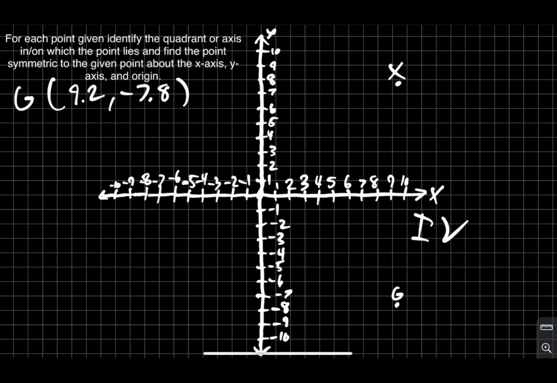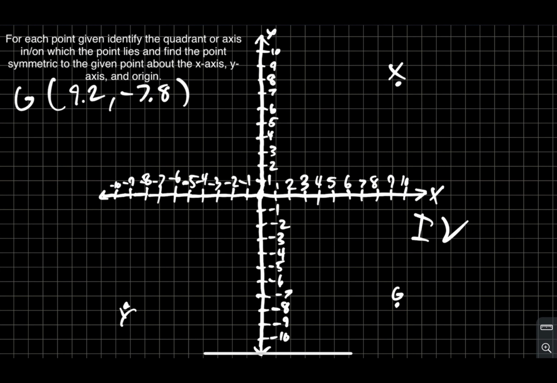Now, if we're trying to find a point symmetric to point G about the y-axis, what we need to do is change the x value. So point Y, which is going to be that point symmetric to G about the y-axis, we have -9.2, -7.8. So that point is going to be about right here. That's going to be point Y.